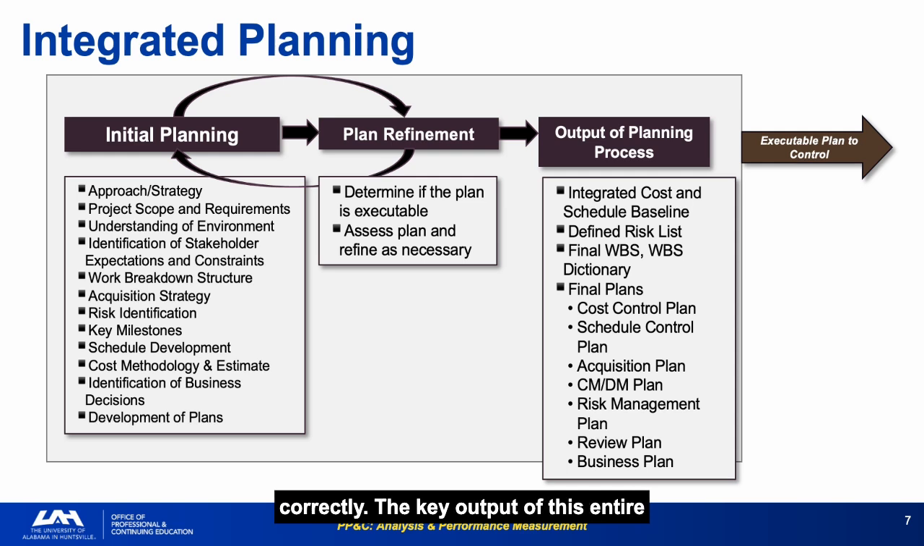The key output of this entire planning process is a single thing: an executable plan that the control function can measure against. If the plan isn't executable, nothing in the control phase works. When I walk into a program that's struggling in control, the root cause is almost always here: a planning phase that produced a baseline that looked complete but wasn't executable. Get the plan right, and the rest of this course becomes straightforward.